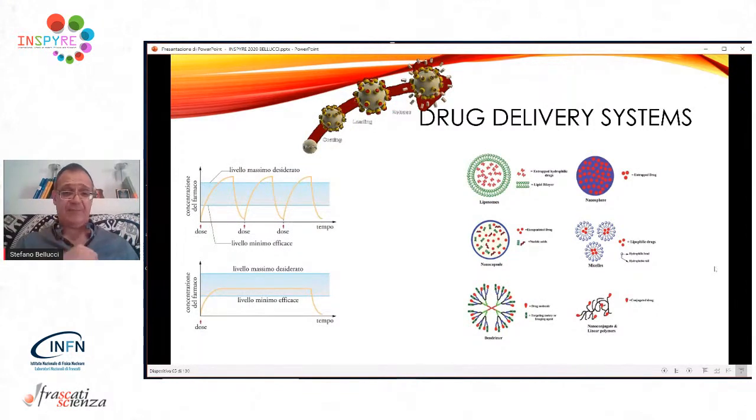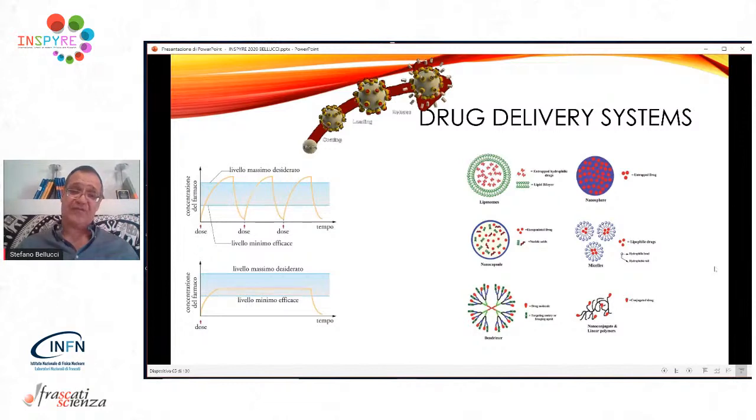This is exemplified by the pale blue band in the graph. You see that the minimum level and the maximum level are well defined. In my model, I inject the drug or give a pill in a dose that is amply sufficient to be in the desired range. In fact, normally the drugs are given to a level that is a little bit higher than the maximum desired level. That explains why we have side effects.